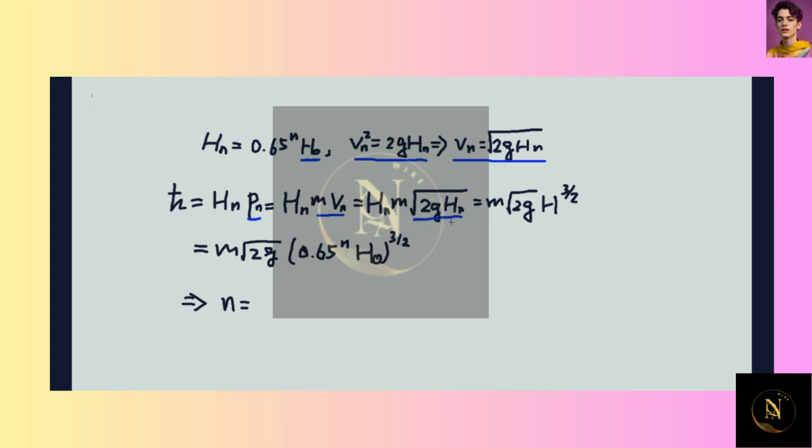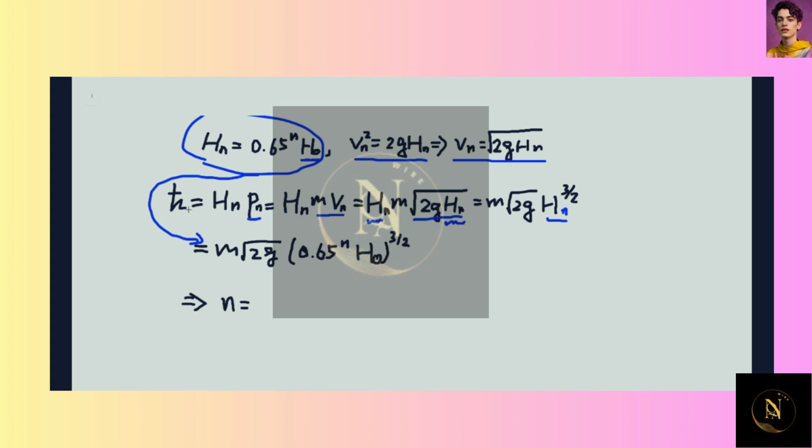And then we combine the two terms containing hn to get m square root 2g times h to the 3/2. And now we plug in the expression for hn above. So here we get this final expression: h bar equals m square root 2g times (0.65 to the n times h0) to the 3/2.